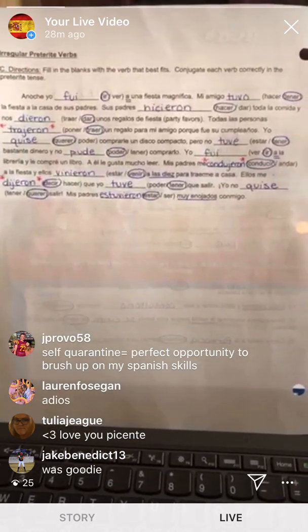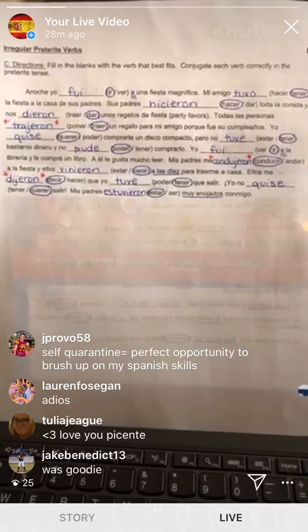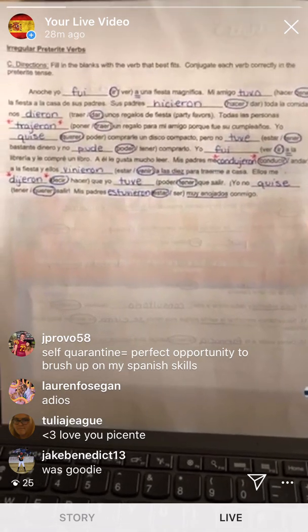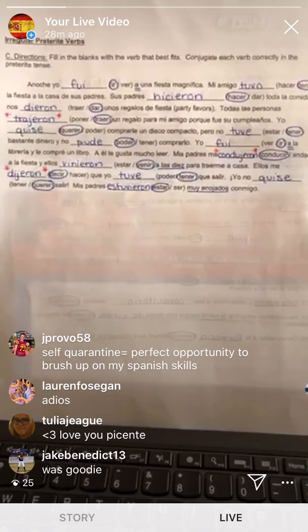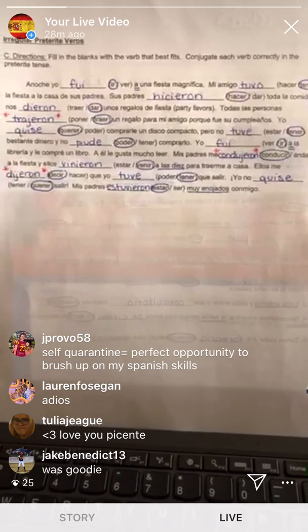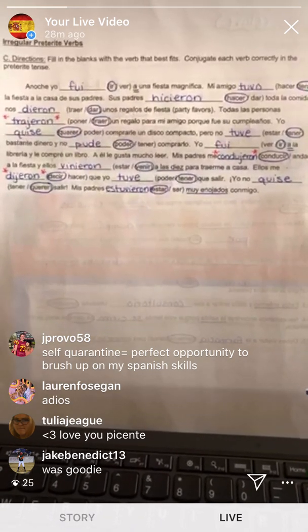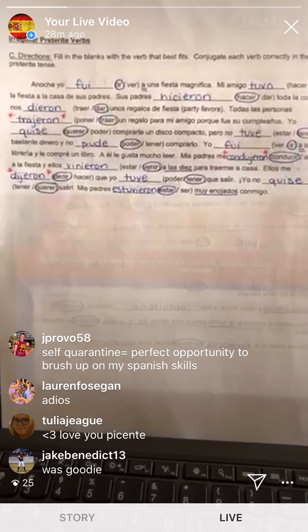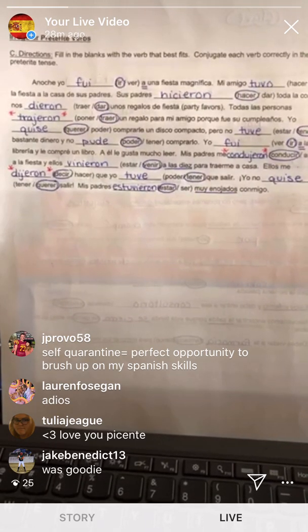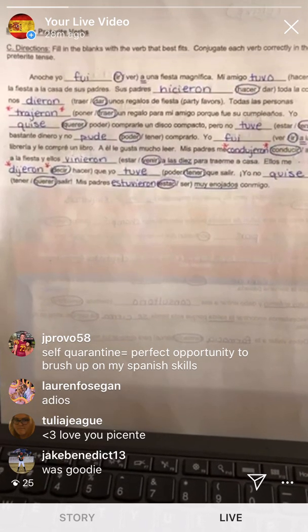And they gave us. Now it's dieron because the person who's doing the action is my parents. So my parents gave. And who are they giving it to? They're giving it to us. That's why it says nos. Nos dieron regalos de fiesta, which are party favors.